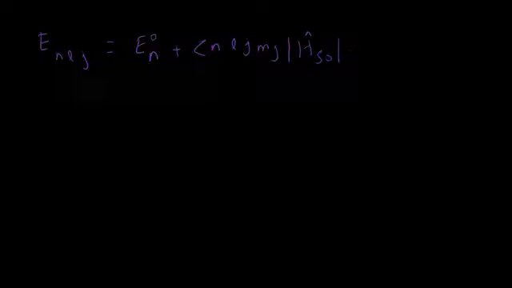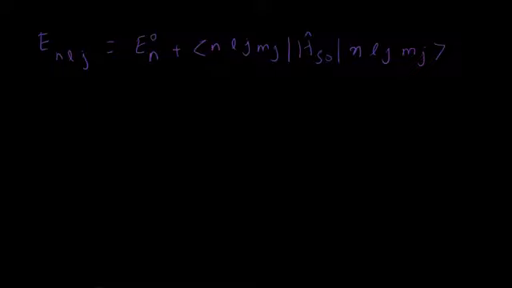So the first order correction to energy depends on n, l, j. It will be equal to the combination of the unperturbed energy plus the perturbed energy, with the unperturbed Hamiltonian, and the states |n l j m_j>.